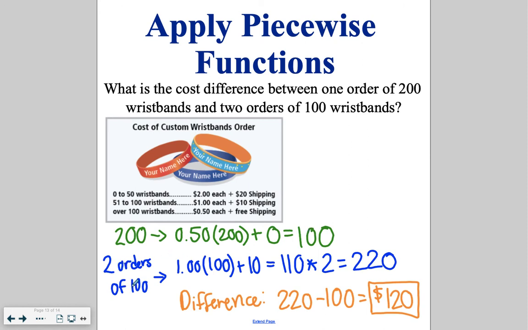2 orders of 100, you're going to plug that into the middle function. So $1 times 100 plus $10 for shipping is $110 for one order, times 2 gives you 210. To find the difference, 210 minus 100 is $120.